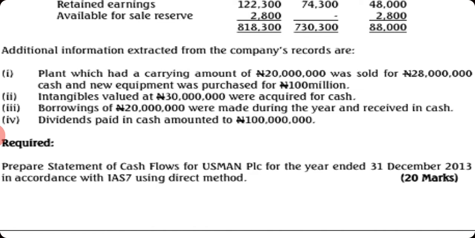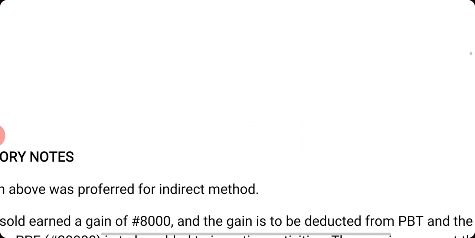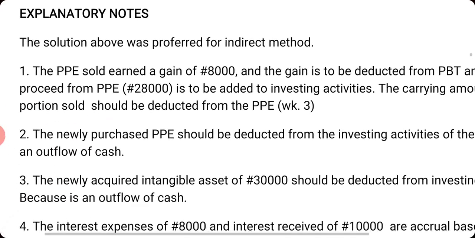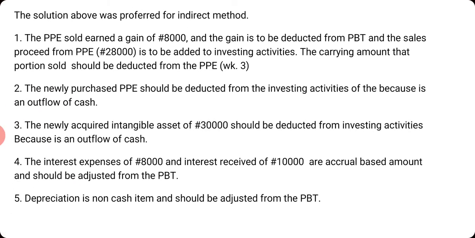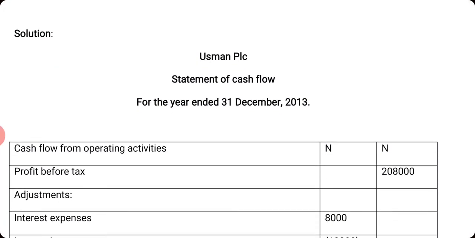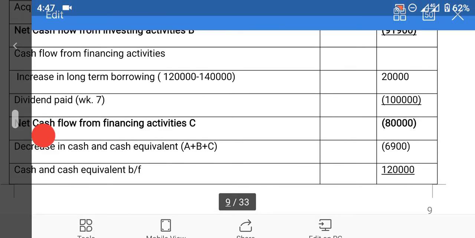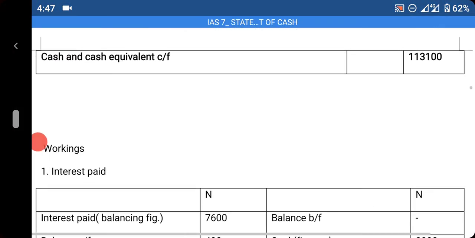Now that said, you are asked to prepare a statement of cash flow for Usman PLC for the year ended 31st December 2013 in accordance with IAS 7 using the direct method, all right? So we will commence operation immediately without waste of time, but I'm not actually after the method, I'm after teaching you what you need to know. However, these are the solutions, but I'm after the workings, so we'll go straight and look at the workings of what we want to do.